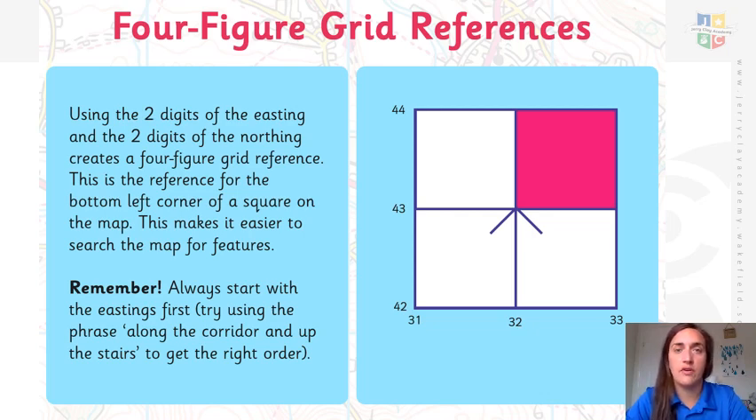So we're just going to have a look. First of all, we've taken the map away now. We're just going to have a look at this pink box here. I'm just going to pause for a second and ask you, what do you think the grid reference will be for that square?